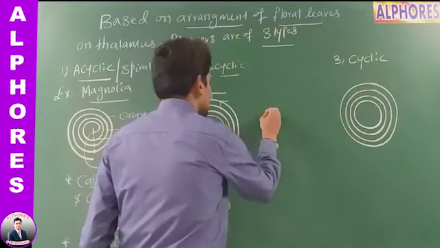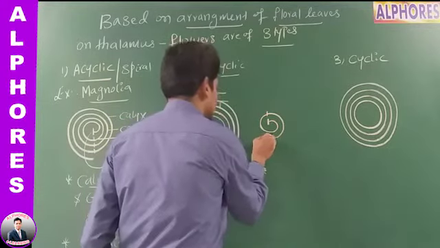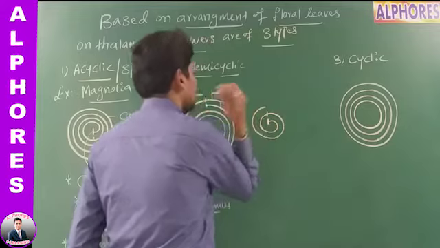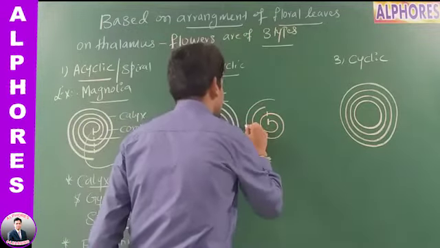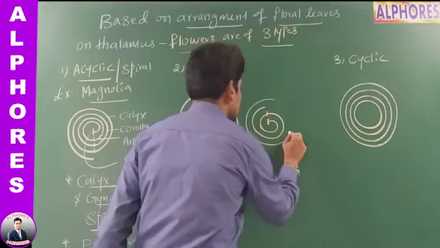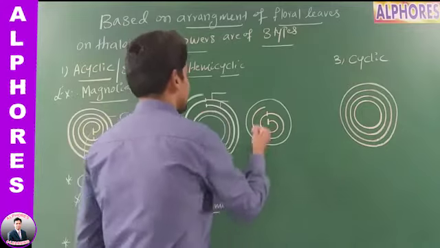What comes next? Androecium. After androecium, what should come, calyx or corolla? Corolla. Next comes the calyx.